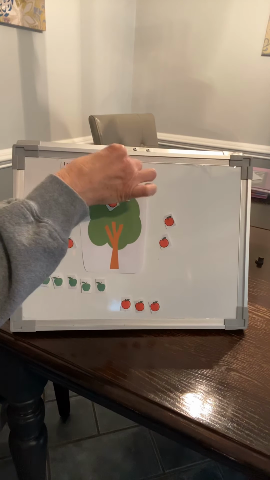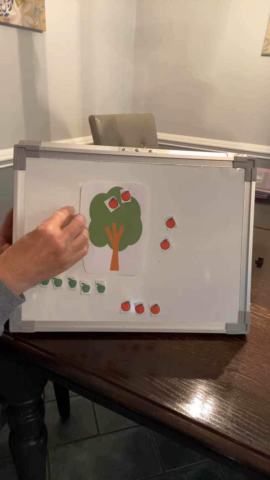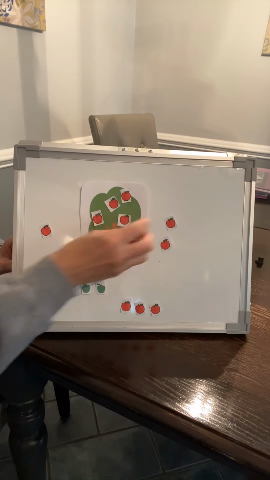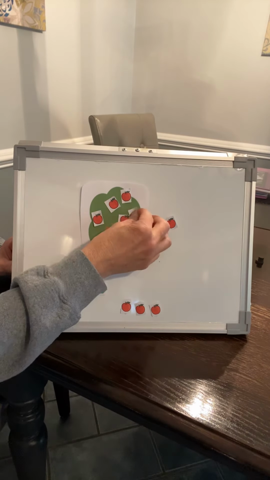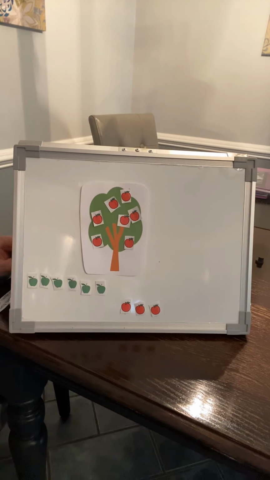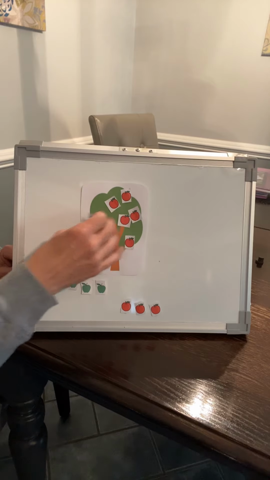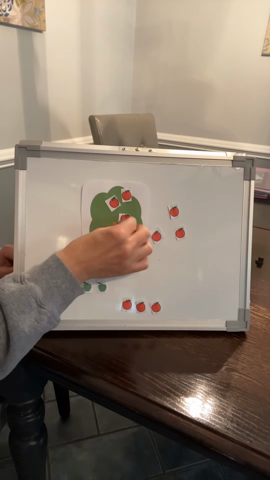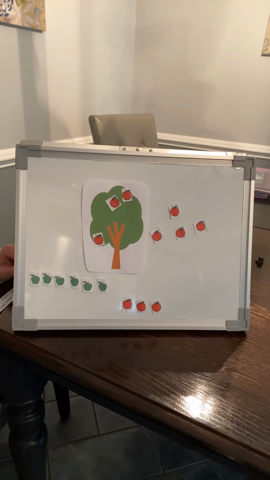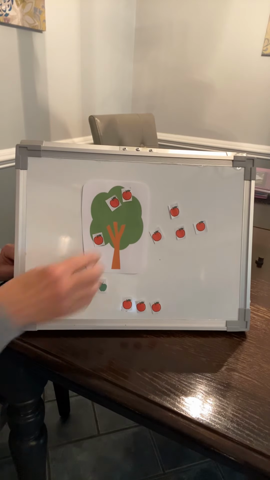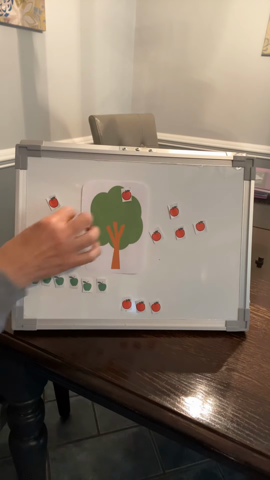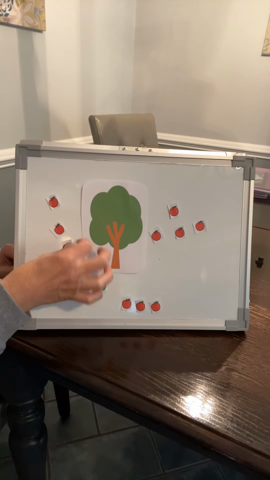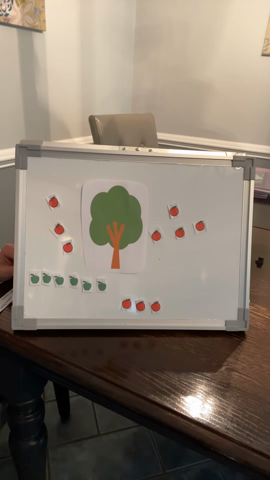All right, let's take this sentence down and let's just listen to another sentence. Let me put our apples back on the tree. I'm going to share another sentence with you. Ready? My brother picked 4 apples. 1, 2, 3, 4. I picked 3 apples. 1, 2, 3. How many apples did we pick?